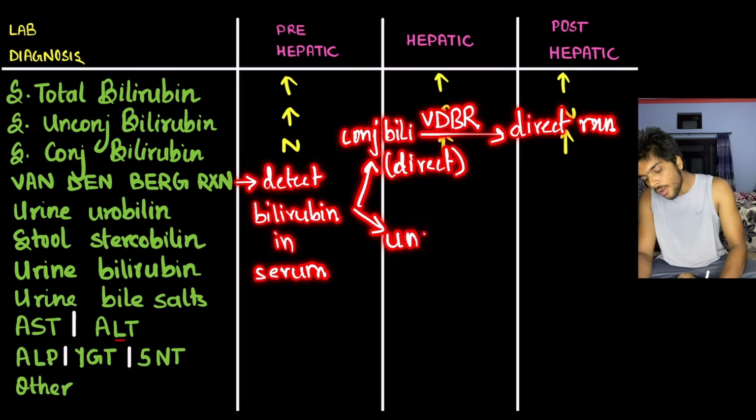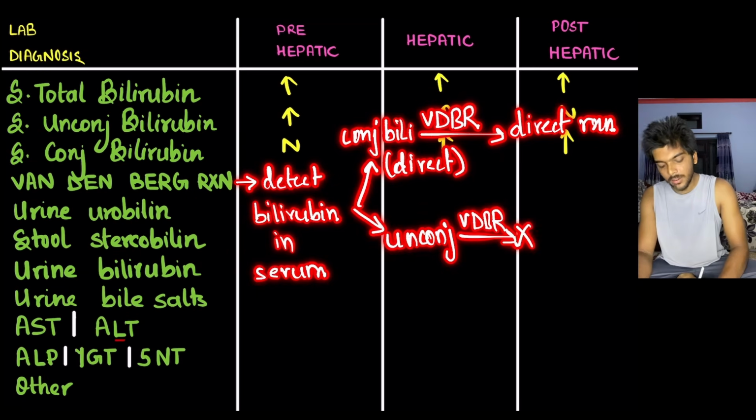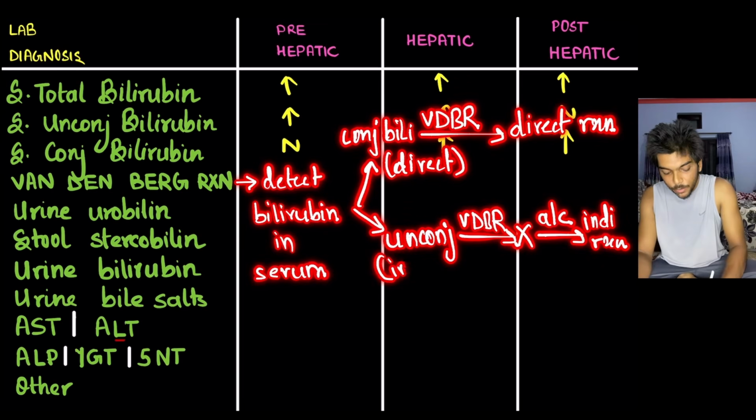If there is unconjugated bilirubin in serum, after you put Vandenberg reagent, color is not seen. But then after you put another reagent like alcohol, color is seen. Now since there is indirect reaction, the unconjugated bilirubin is also referred to as indirect bilirubin.